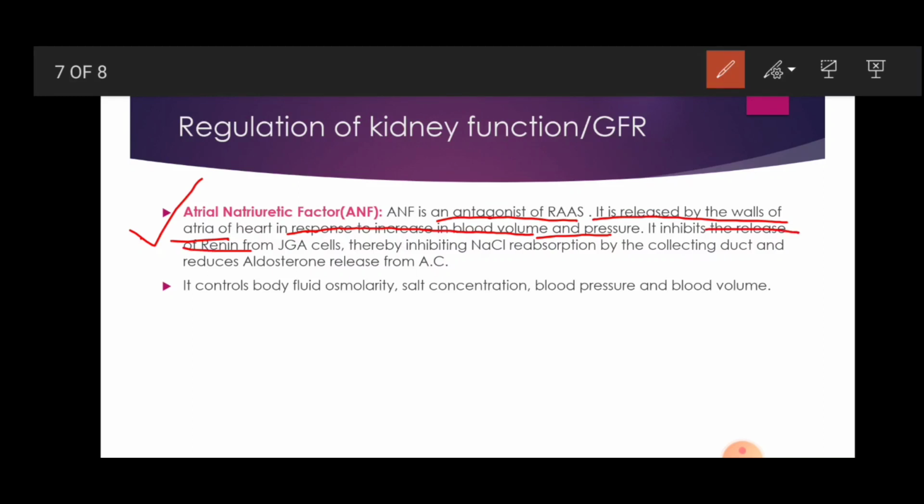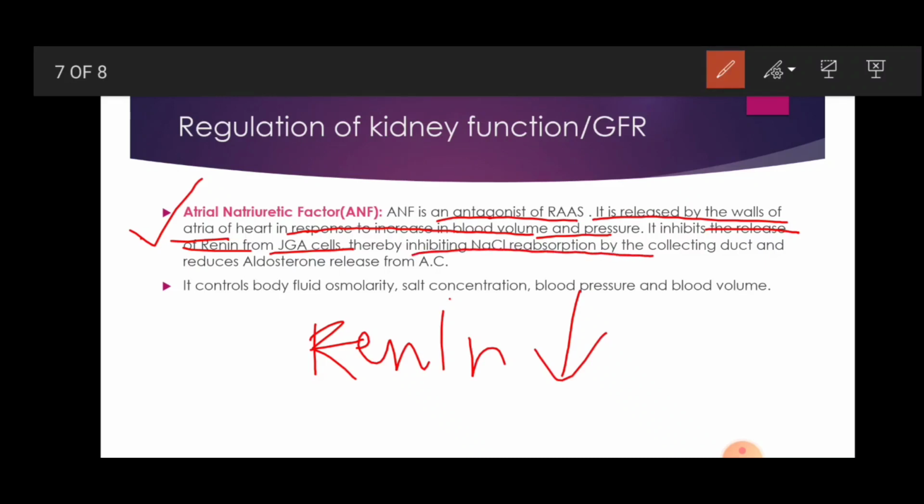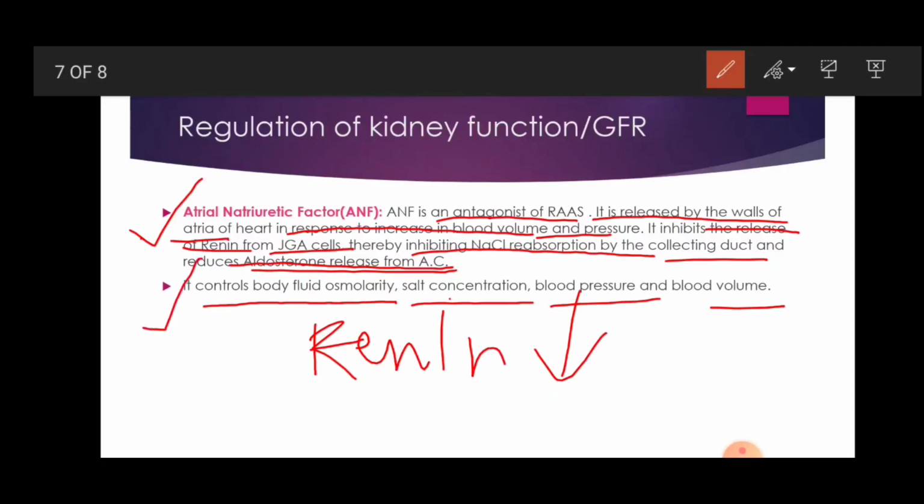When renin is not released from JGA cells, then all the factors that are affected by renin, like angiotensin 2, would also get reduced, thereby inhibiting the NaCl reabsorption by the collecting duct and reducing aldosterone release from the adrenal cortex. So overall I can say the reabsorption is reduced. So it controls body fluid osmolarity, salt concentration, blood pressure and blood volume. Means in one term we can say it is an antagonist of RAAS.